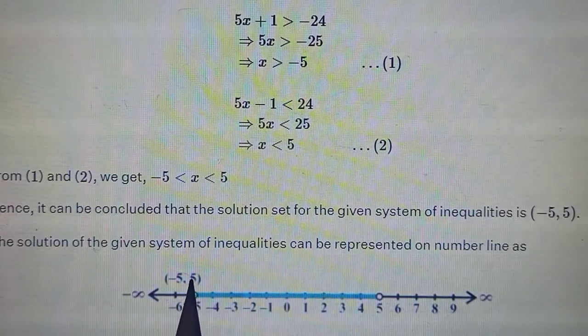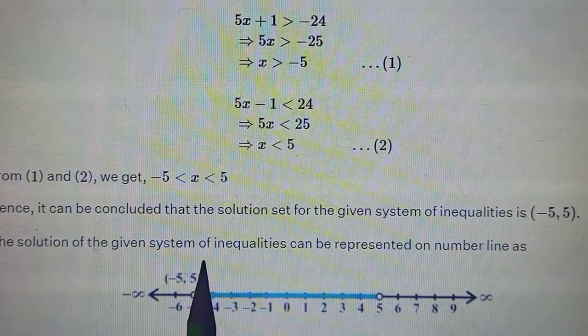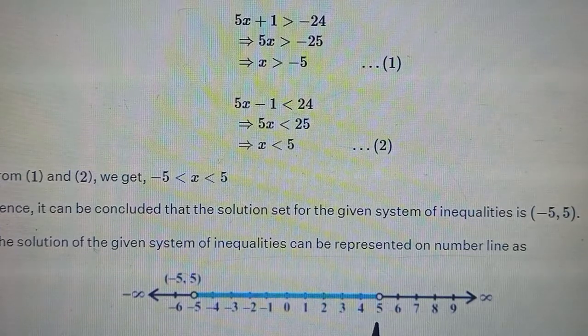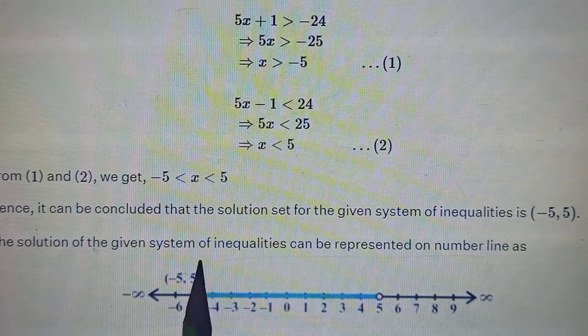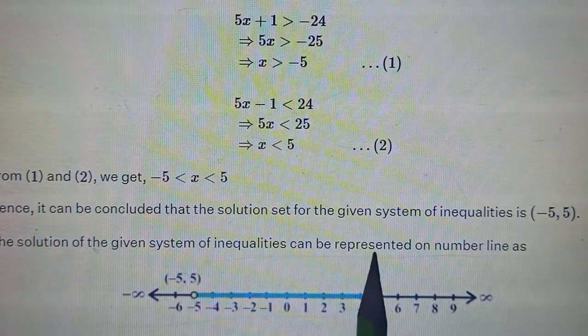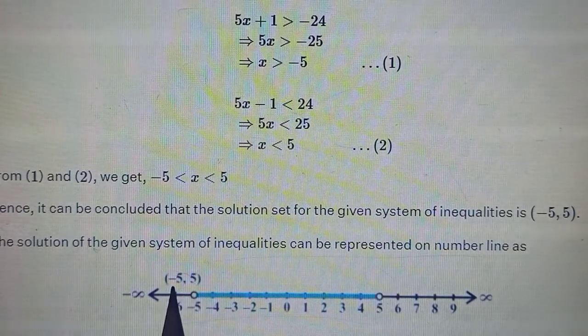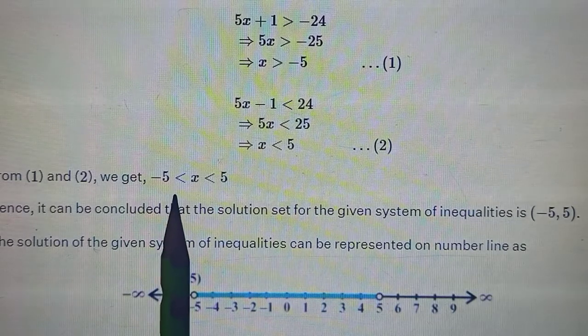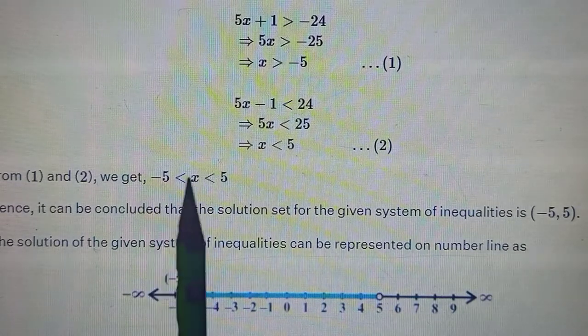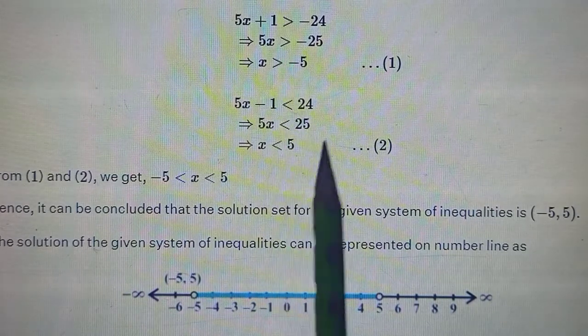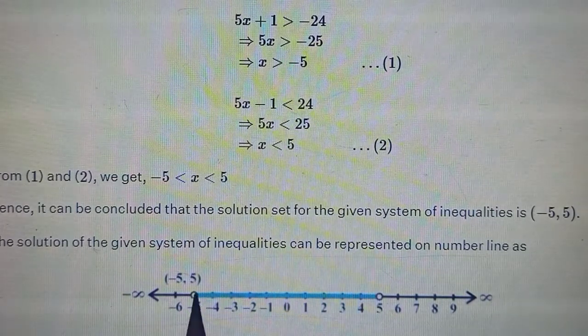So the first shading was done from -5 to infinity. Next was done from 5 to minus infinity, and the common portion is from -5 to 5, this way. Okay, so your final solution would be this. See, they have merged it: x is greater than -5 and smaller than +5. So you can merge it from here, and with the graph it becomes even clearer, right?